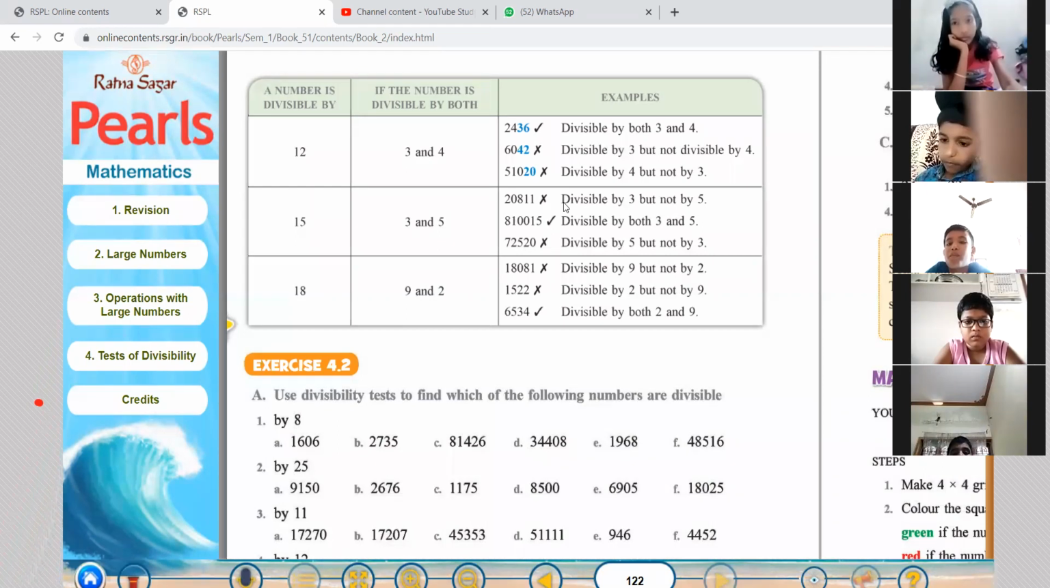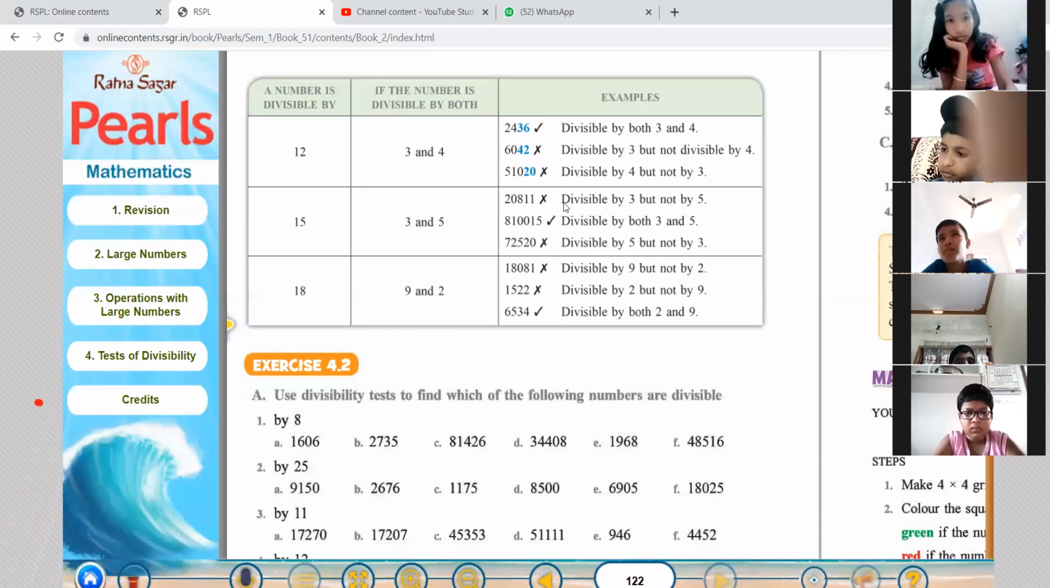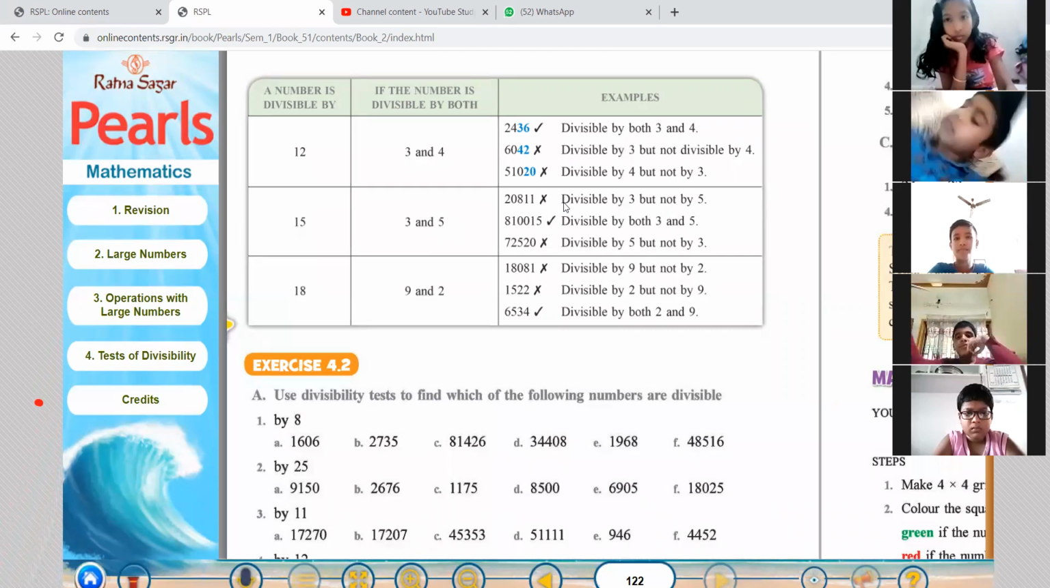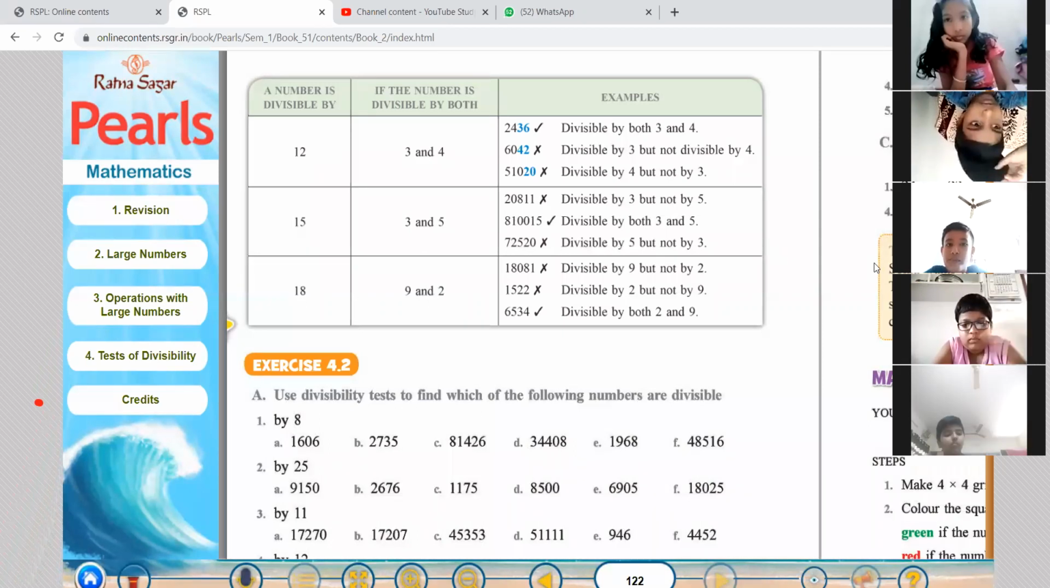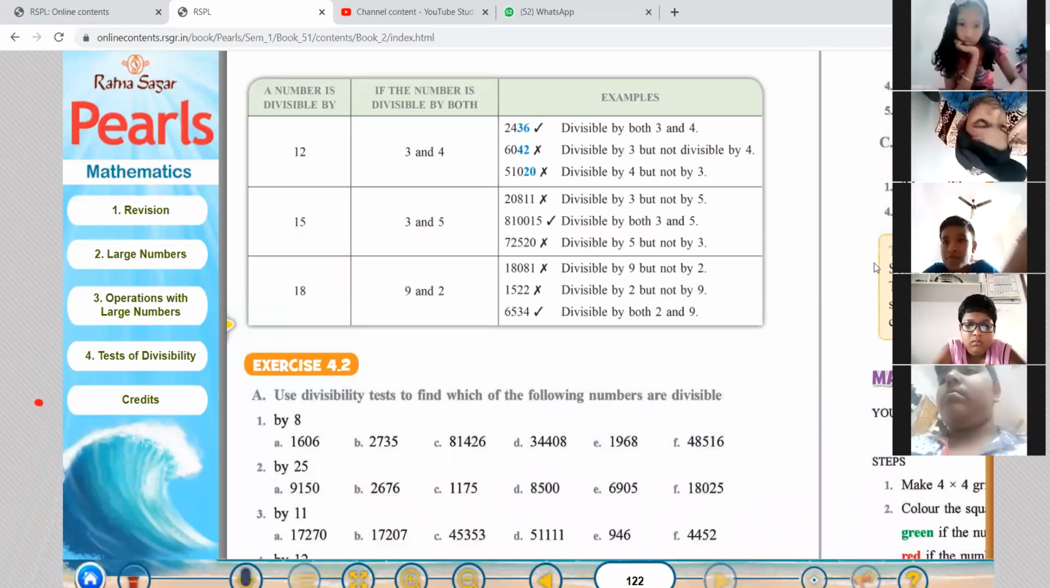And now we have to check whether these numbers are divisible by 3. How will you say a number is divisible by 3? We say that a number is divisible by 3 if the sum of its digits is divisible by 3.